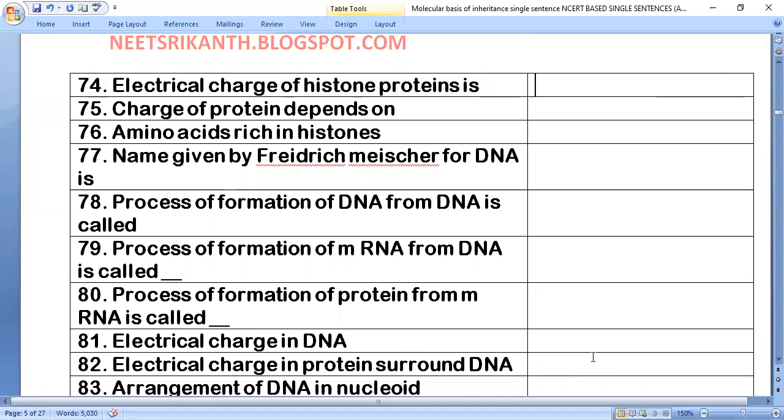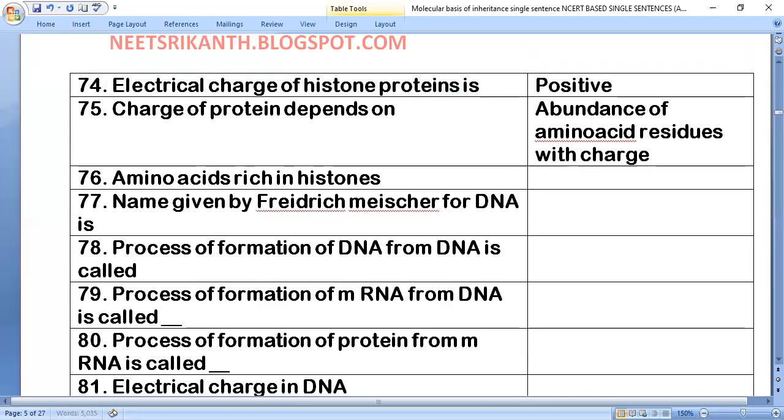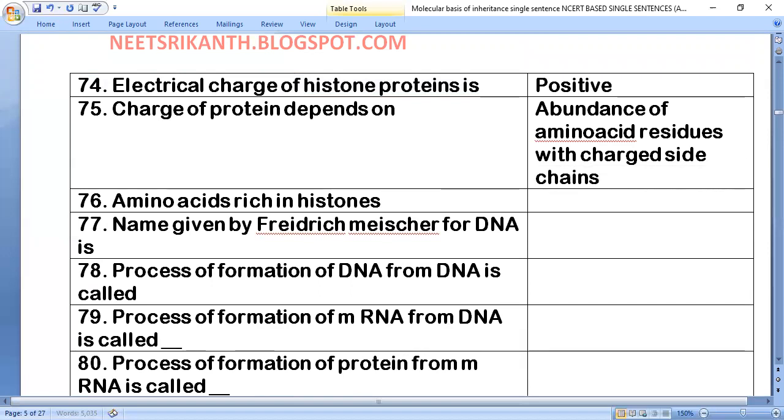Electrical charge of histone protein is positive. The charge of a protein depends on the abundance of amino acid residues with charged side chains. Amino acids rich in histones: lysine and arginine.